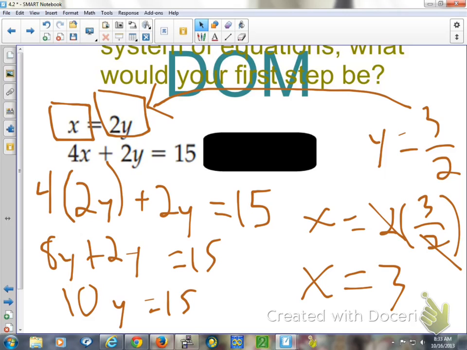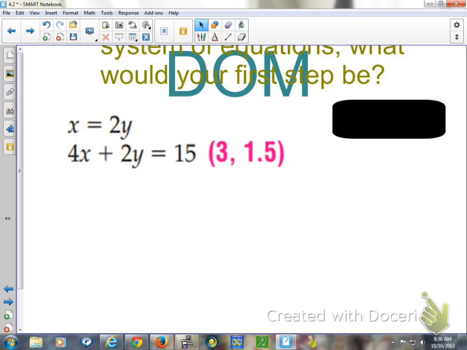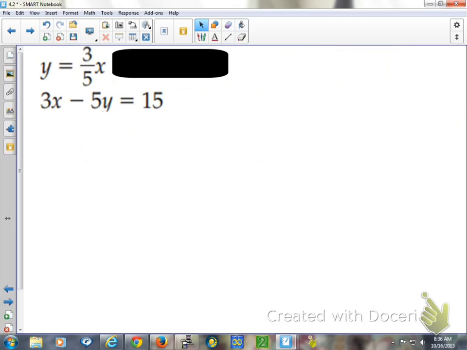Let me actually take this off the board and show you. 3 and 3 halves. That was our answer, and that's where it comes from. You could have graphed that. If you wanted to solve for y and graph them, that's where they would intersect, which is the whole point of our lesson. Let's try another one.